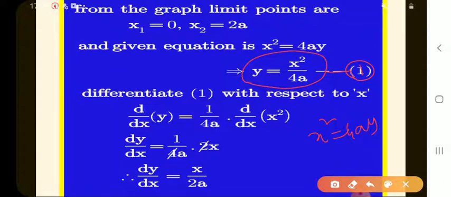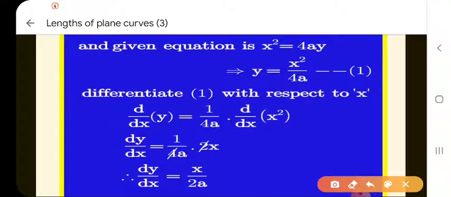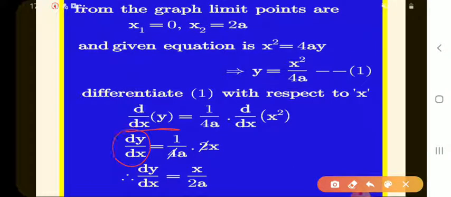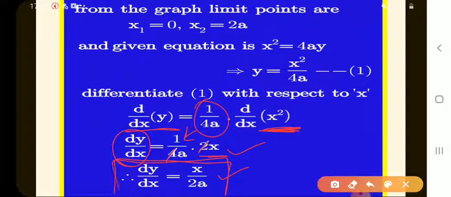So I write d by dx on both sides in equation 1. d by dx of y equals d by dx of x square by 4a. But in x square by 4a, 1 by 4a is the constant, so I write it outside and differentiate only the x square term. d by dx of y is dy by dx, and 1 by 4a as it is. What is the differentiation of x square? 2x. Where 2 and 4 cancel, the remaining term is x by 2a. Therefore, the derivative of the given equation is x by 2a.